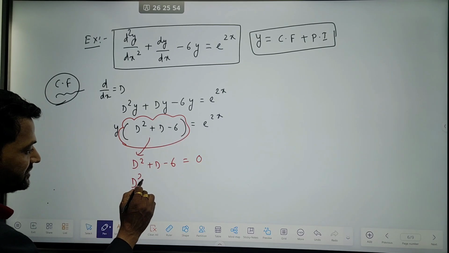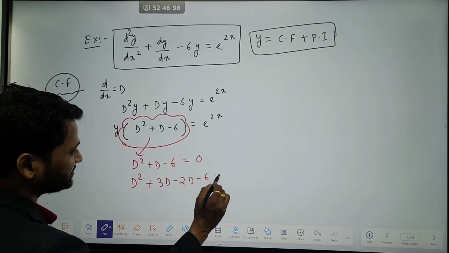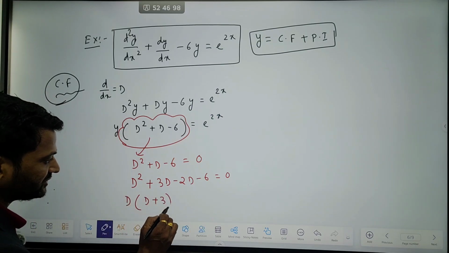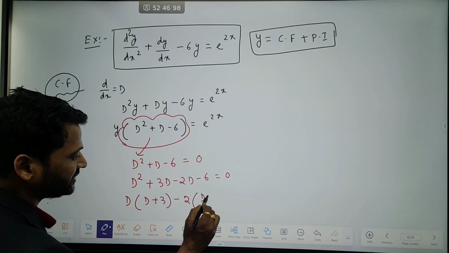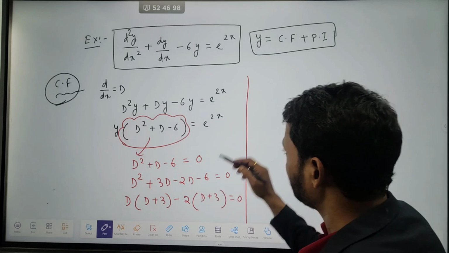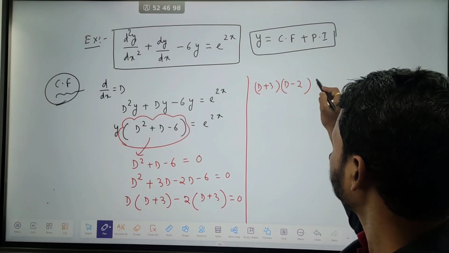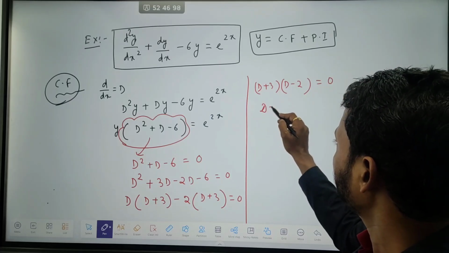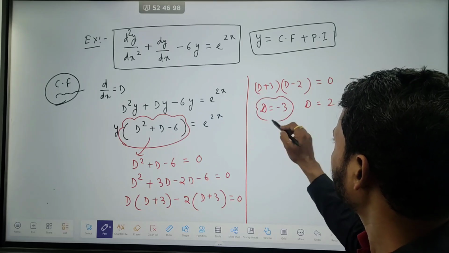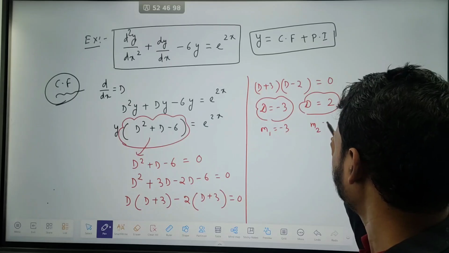So I can write here D square plus 3D minus 2D minus 6 equal to 0. If I take D common, it will be D into D plus 3 minus 2 into D plus 3, equal to 0. So it will be D plus 3 into D minus 2 equal to 0. So D will be minus 3 and D will be 2. Meaning you are getting two roots: one is m1, that is minus 3, and the other is m2, which is 2.